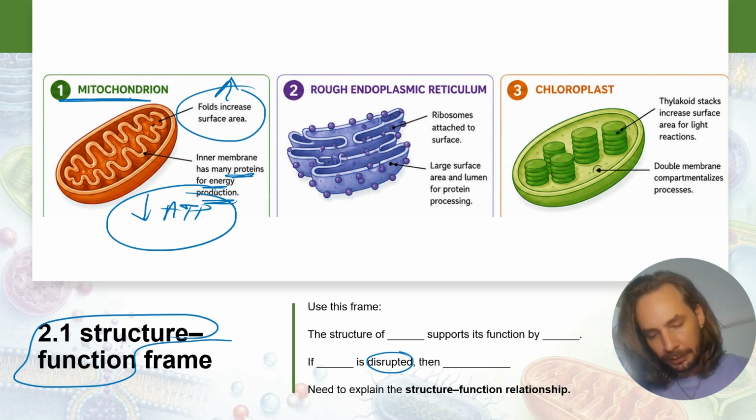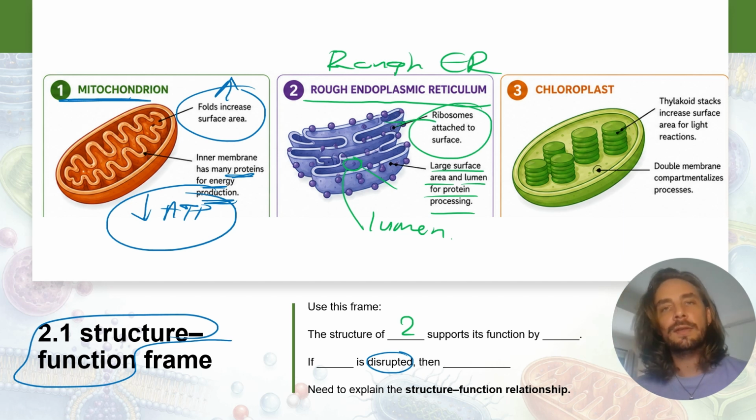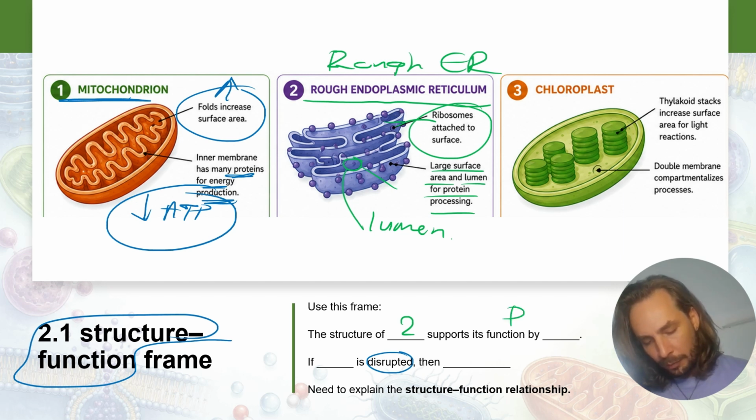The next example, the rough endoplasmic reticulum. So the rough ER. The structure of the rough ER supports its function by having a large surface area and a lumen for protein processing. So this open space, that is the lumen. And it also has ribosomes attached to the surface of the rough ER. So it supports its function by helping with protein processing.